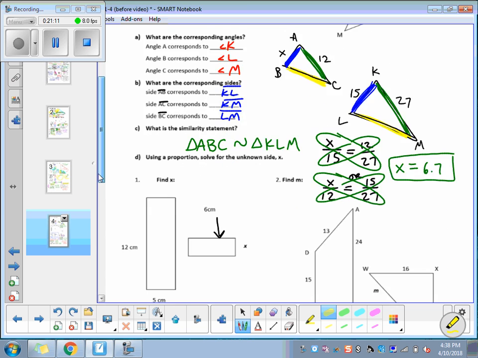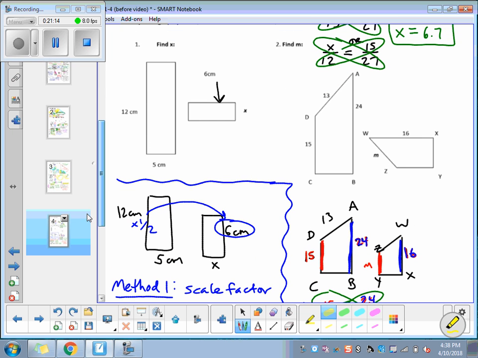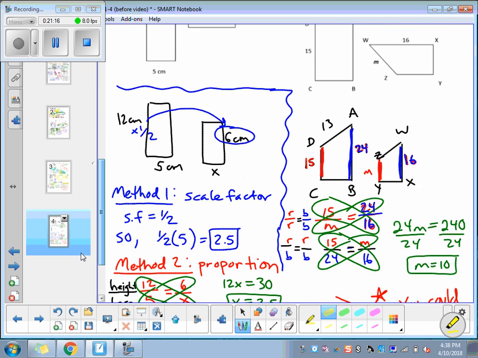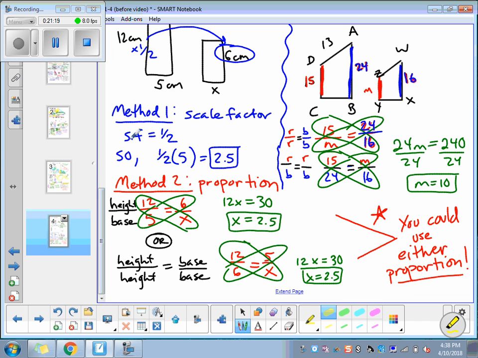All right, now down here for these Try's. For the first one, x equals 2.5, and here's all the work. We've got a scale factor of a half. Half of 12 is 6, so half of 5 would be 2.5. You could also set up a proportion and compare height to base, so 12 over 5. We can set that equal to height over base, 6 over x. Again, cross multiply and divide, same thing.